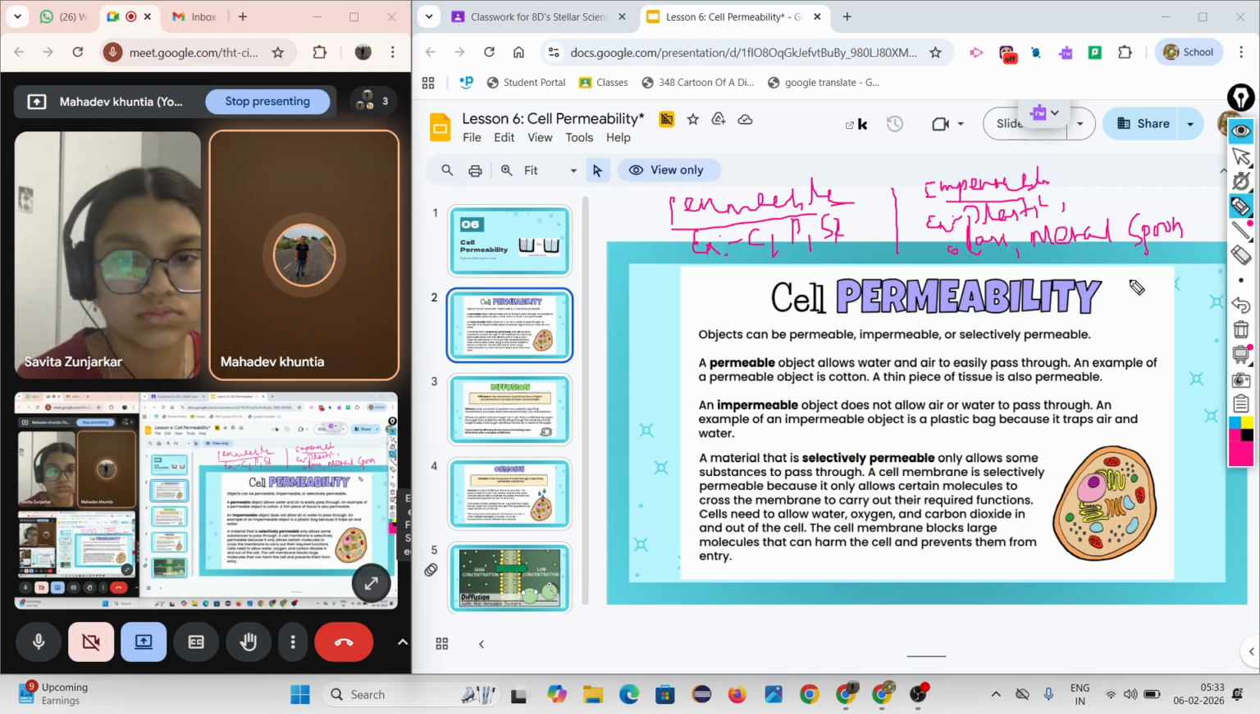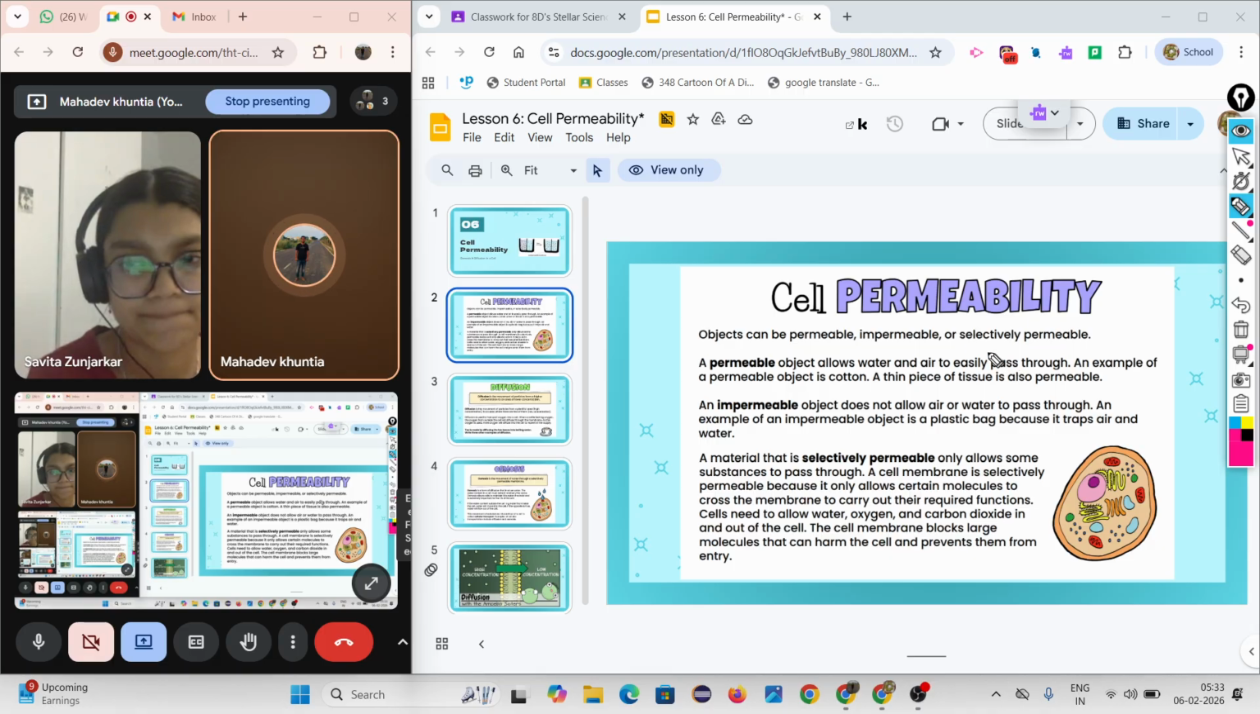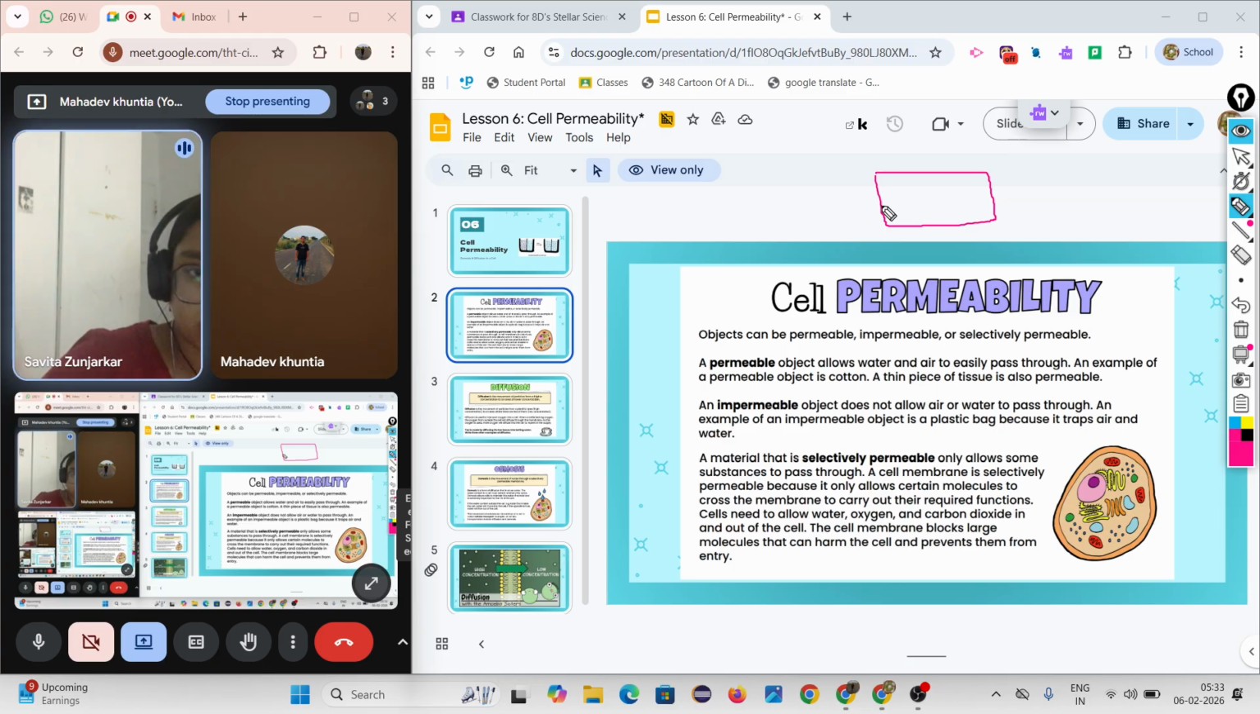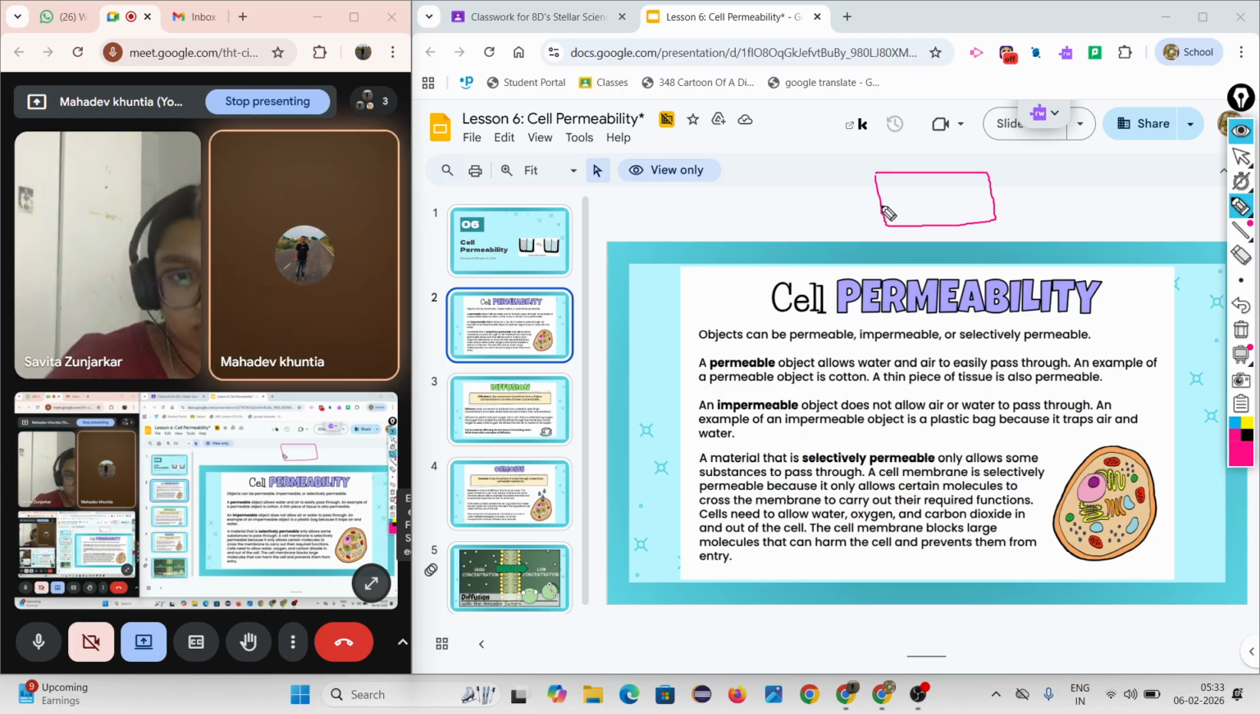Do you understand what you mean by impermeable? Yes. Then the third thing is selectively permeable. Permeable means it can easily pass water and air. But look, do you see filter paper? Water filter paper? Yes.